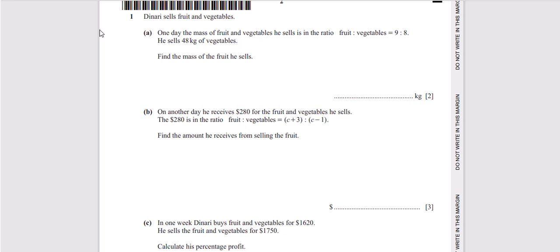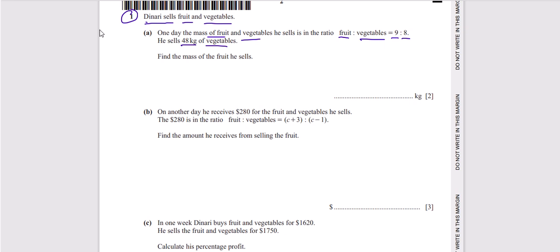Question number 1. Dinari sells fruit and vegetables. One day the mass of fruit and vegetables he sells is in the ratio fruit to vegetables. The given ratio is 9:7. He sells 48 kg of the vegetables. Find the mass of the fruit.